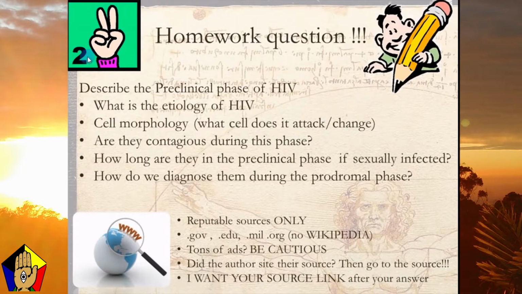So this is homework question number 2. You know that because there's a little 2 up here in the corner. You know you want to write it down because the little guy's writing it down. And you also see the web link, which means I want you to go on the internet and find this.